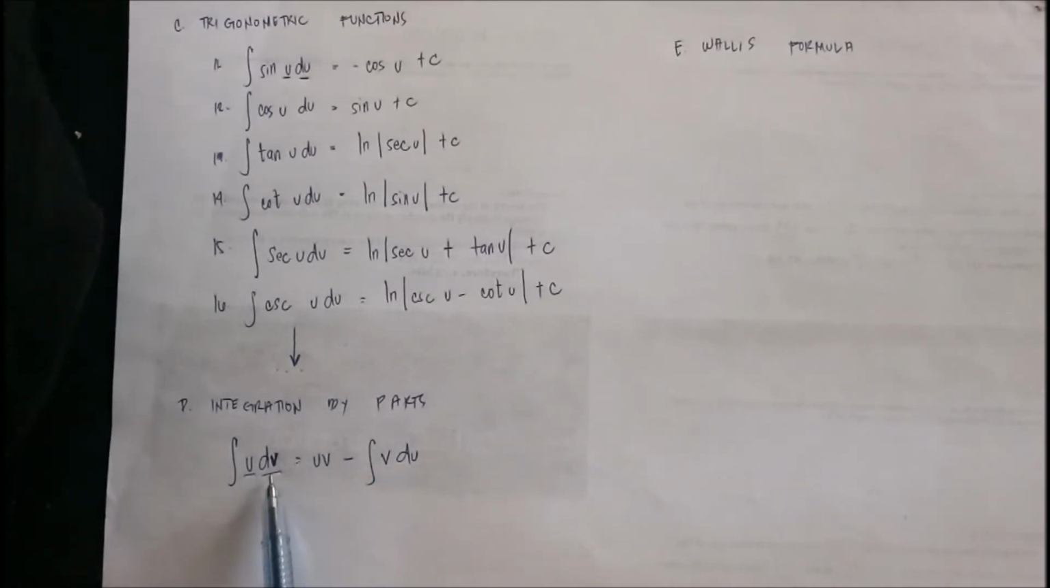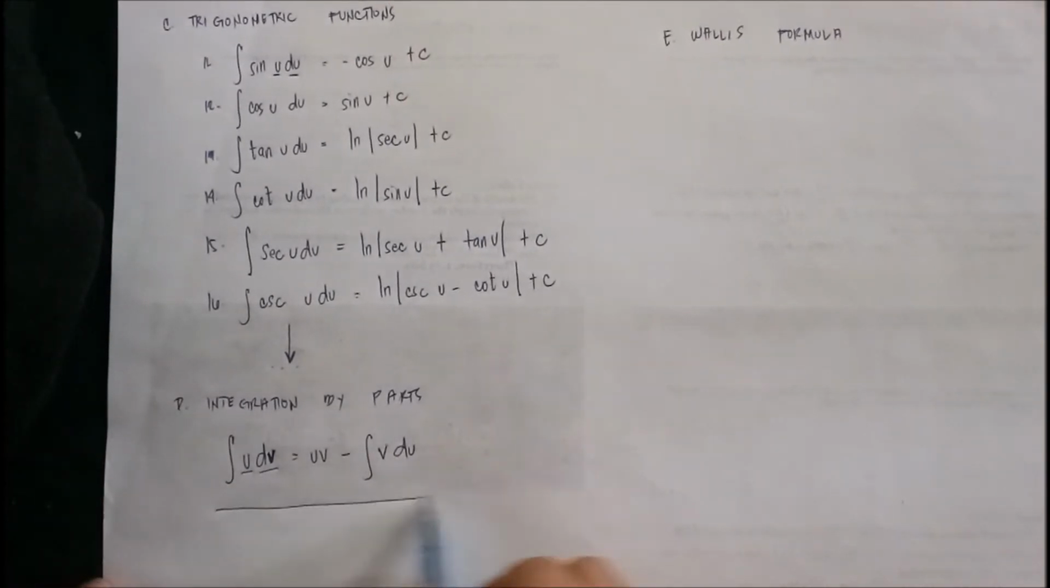Question, ma'am, wala namang v dito. Saan mo hanapin? So, class, di ba mayroon kang dv? So, in order to get the v, you have to integrate itong dv. Pag ma-integrate mo si dv, class, you can get v. Okay, so ayun na yun. So, u times v minus the integral of v na nakuha mo kanina times du.